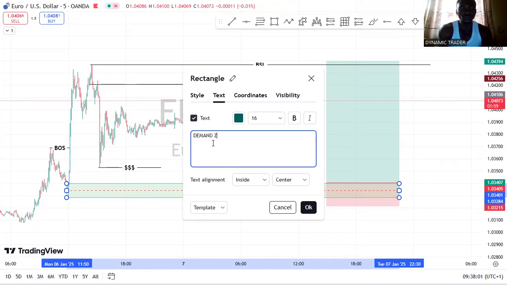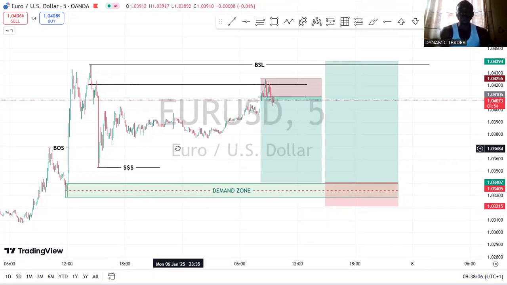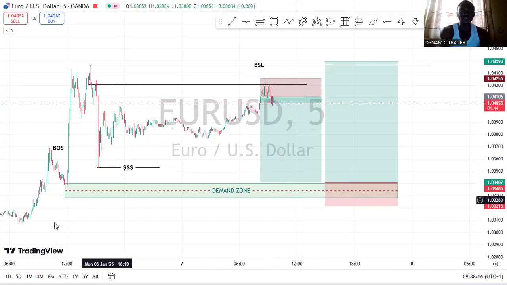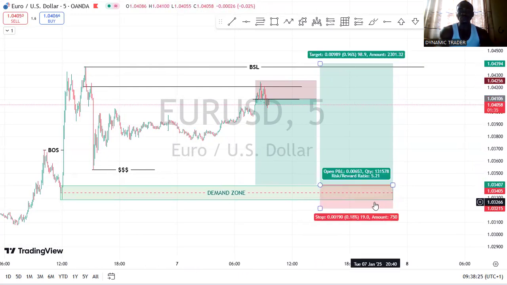So this is our demand zone, and we're waiting for price. Ideally, that's where we're supposed to wait for price. This selling here is a little bit risky, but I already have my confirmations as to why I'm doing this, because that trend line is attracting the price to this place. So this is the buy side liquidity, this is the demand zone, and we're waiting for price.